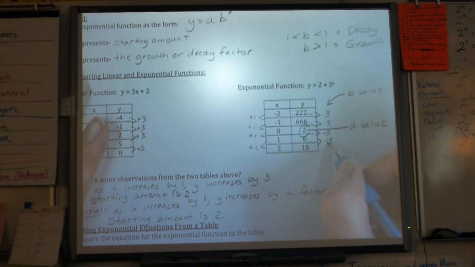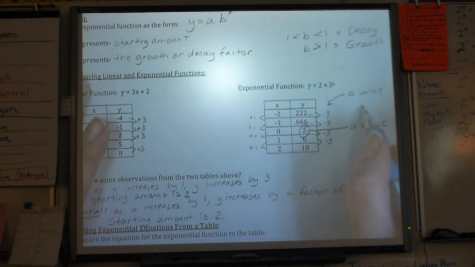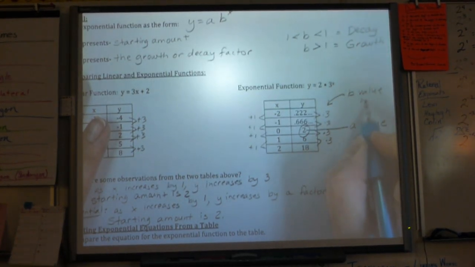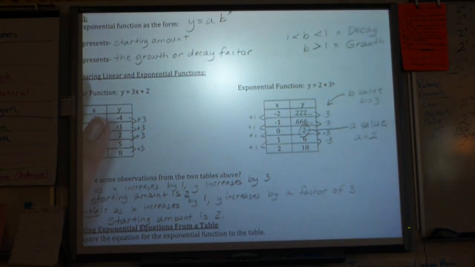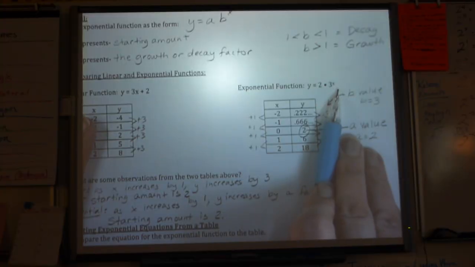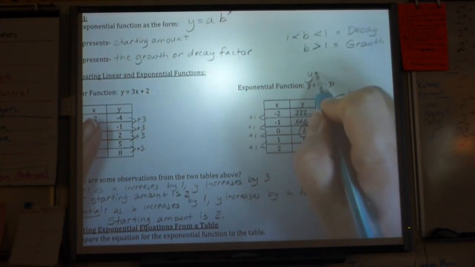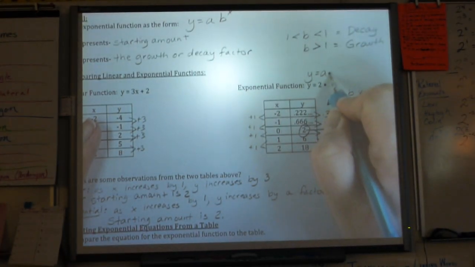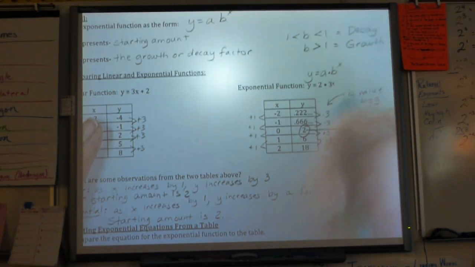Okay, as x is increasing by a constant amount, as x increases by 1, what's happening to my y value? It's being multiplied by 3. So in this case, A equals 2 and B equals 3. And that gives us the equation y equals 2 times 3 to the x. Because remember, the parent function or parent equation is y equals A times B to the x power.